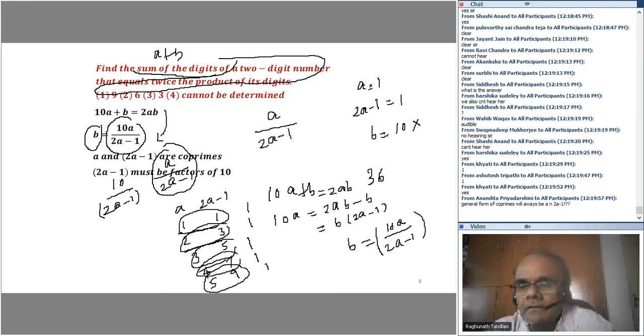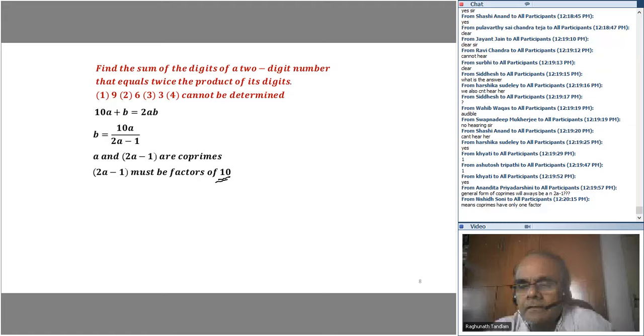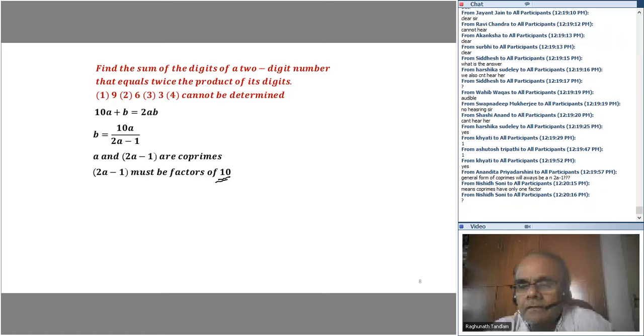I'll come to that. Wait. I'll finish this question, then we'll answer your question. Are we clear? That means 2a minus 1 should divide 10. What are the factors of 10? Nishad, I'll finish this and come. 1, 2, 5, 10.